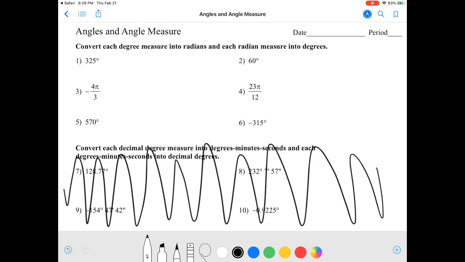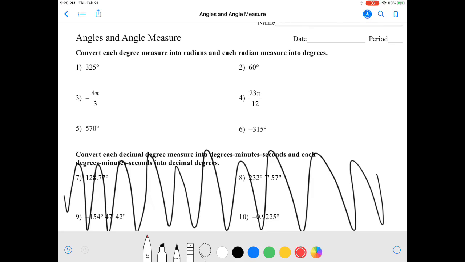So up here at the top of the page, we're going to be converting each degree measure into radians and each radian measure into degrees. So take a look in your notes because I gave you notes on how to do these conversions, but we're going to go over problems 1 and 4 just to help remind you of how to do it, especially for those of you that were talking instead of doing your work yesterday.